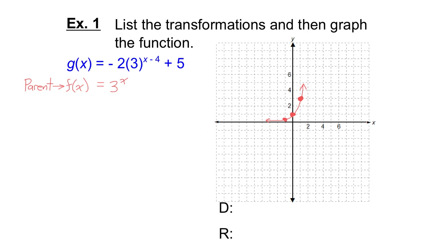So let's go through what transformations are being applied here. What has changed in the equation? Well, this minus 2 is different. a is negative, so we have a vertical reflection.